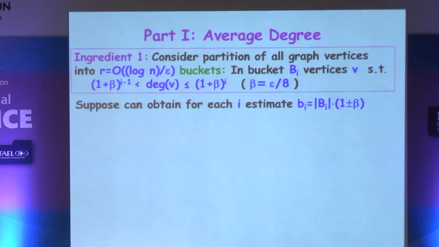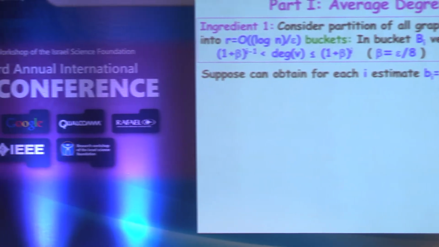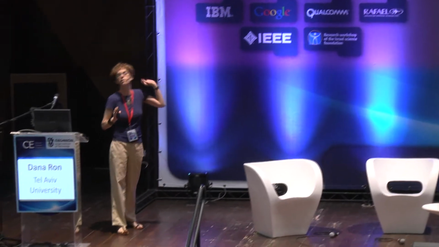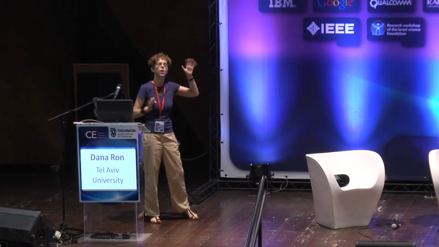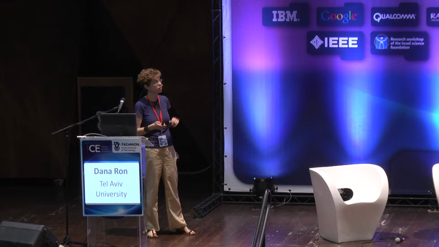Okay, so now next thing, we have this wishful thinking point of view, and later we deal with the details of how to do it. So what do I mean by wishful thinking? Just suppose that somebody would give me, for every bucket i, an estimate little b_i, which is roughly the size of the bucket. So again, it's roughly 1 plus or minus epsilon of the size of the bucket. Let's just suppose this were the case.